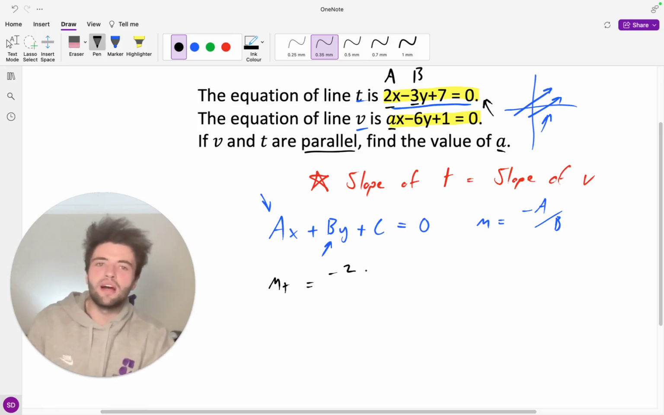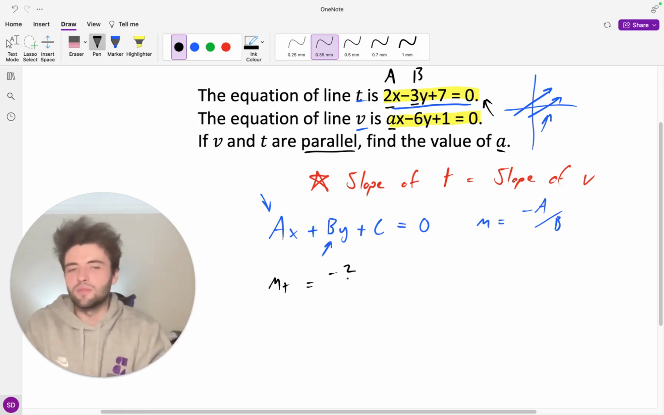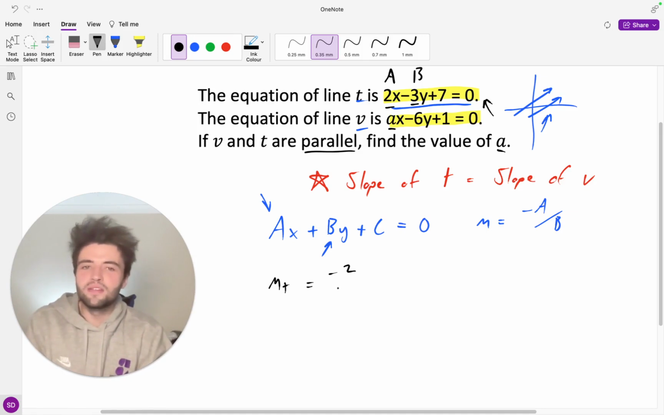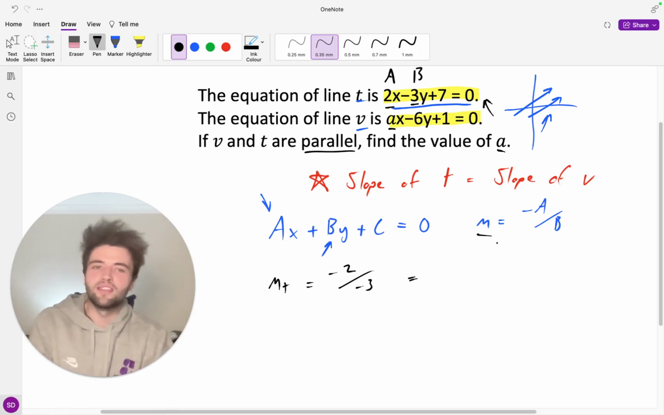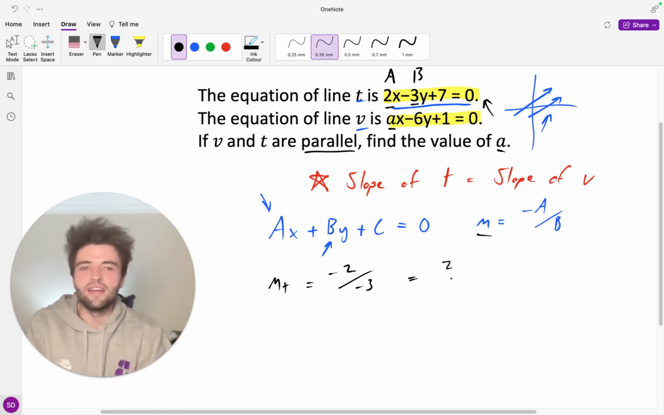Plugging these in, we're going to have 2 on the top. We have to remember to multiply that by minus, because that's how we find our slope. So we have minus 2 on the top now, and then minus 3 stays the same on the bottom. Because we've got a minus on the top and bottom, we can just cancel these. So we get 2 over 3 as our slope for the line t.